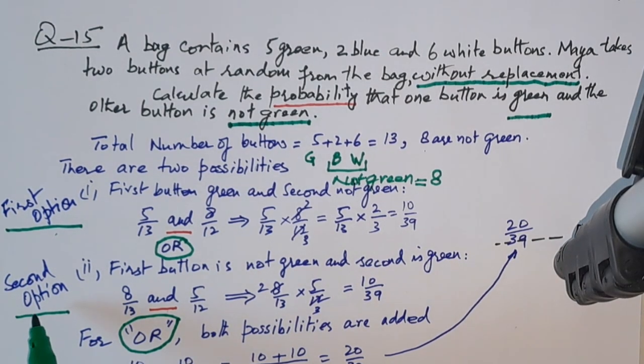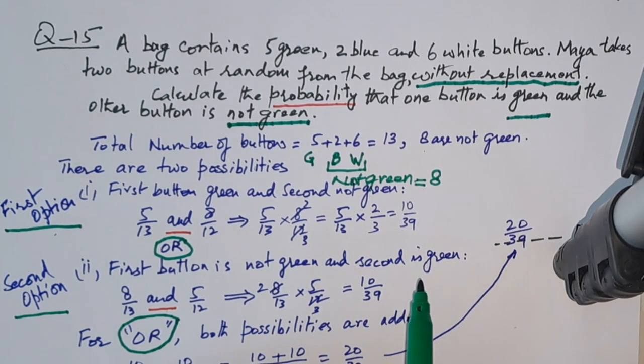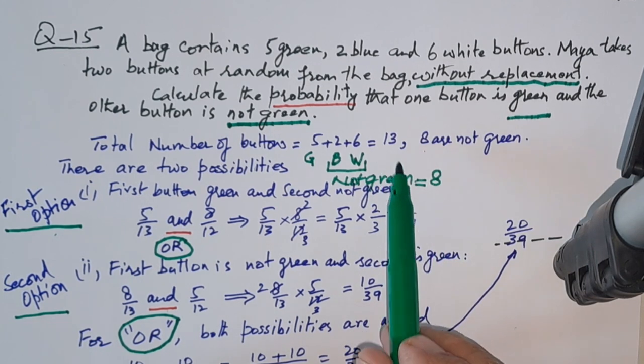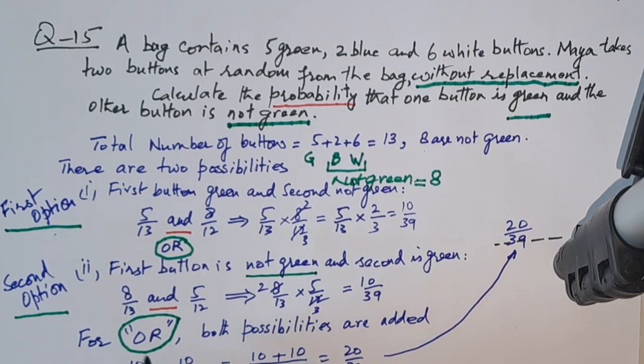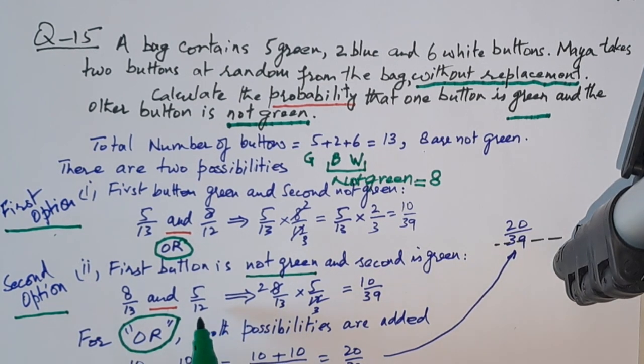When we go to the second option, where the first button is not green and the second is green, not green is 8 in total and the total is 13. So for not green, the probability will be 8 over 13. When we have taken one not green out, we'll be left with a total of 12 buttons.